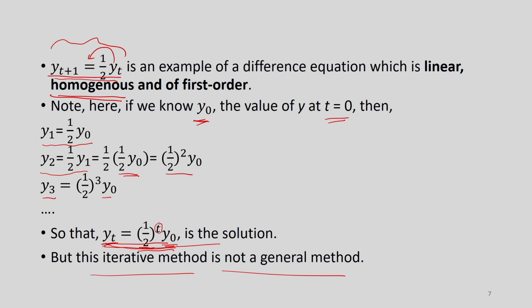So, suppose I am to find out what is y 1. y 1 will be half of y 0, and that is consistent with this general form, right. Here also y 1 will be half of y 0.